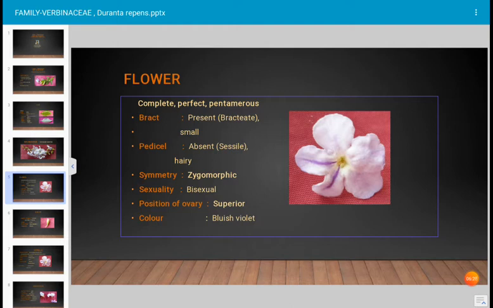And how is the position of the ovary? The position of the ovary is superior because all the floral units originate from the base of the ovary. And how is the color of the flower? The color of the flower is bluish violet, pinkish violet, as shown in the photograph. Next.